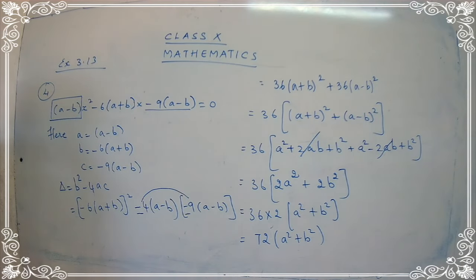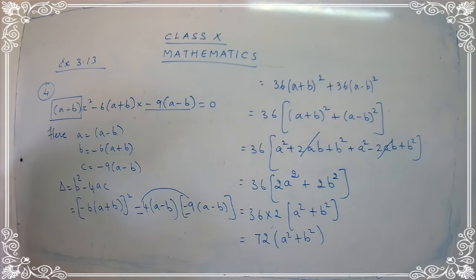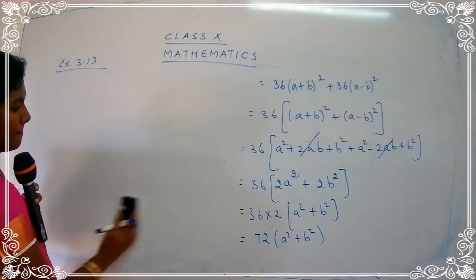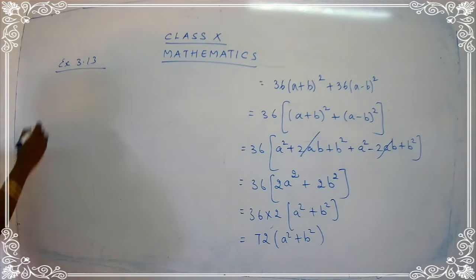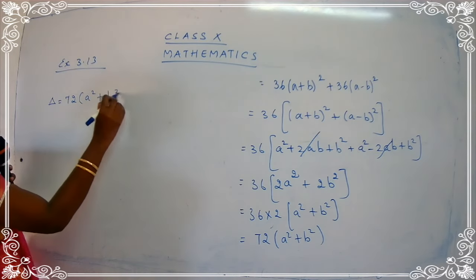So what is it that we are arriving at? We have arrived at delta is equal to. So I got the value for delta. What is the value for delta, children? Yes, 72 a square plus b square. I'll just rub this part. Write down here. Delta is equal to 72 a square plus b square.